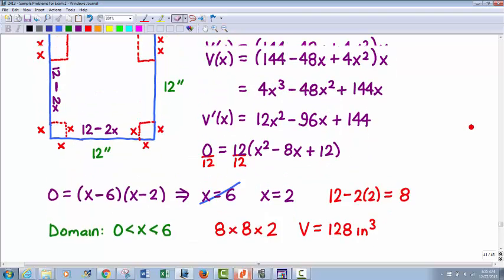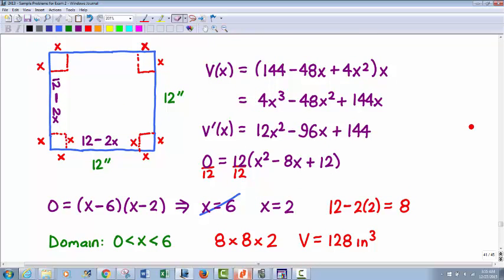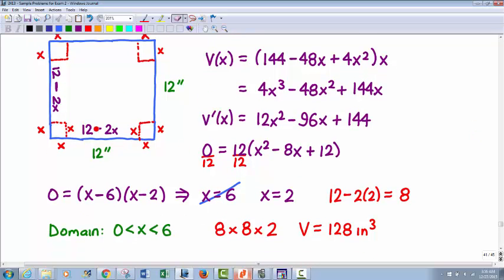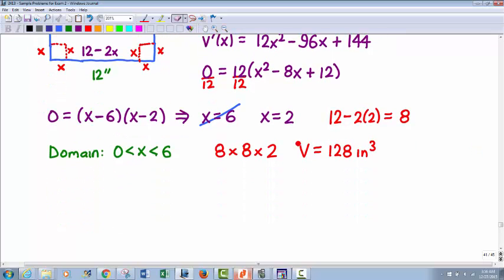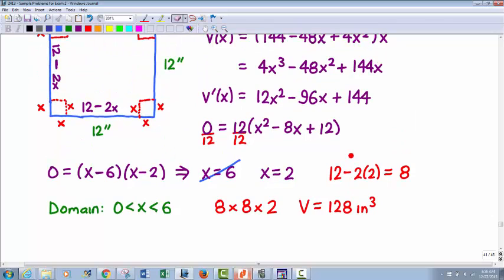So if you know that x is 2, you can figure out the other dimensions real easy because the other sides will be 12 minus 2x. So 12 minus 2 times 2 is 8. So that means the dimensions are 8 by 8 by 2, which would then give you a maximum volume, 8 times 8 times 2, 128 cubic inches. So if you cut off exactly 2 inches from each corner, that will give you the maximum possible volume inside that empty box when it's folded up. And that's the beauty of calculus.